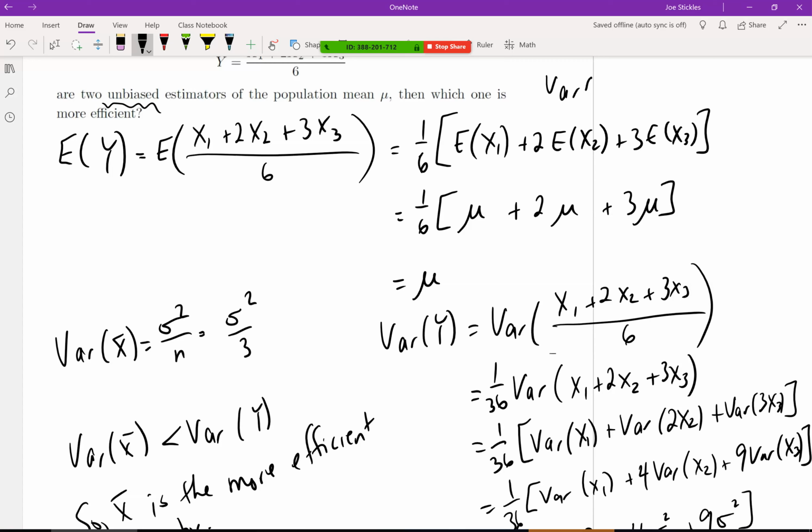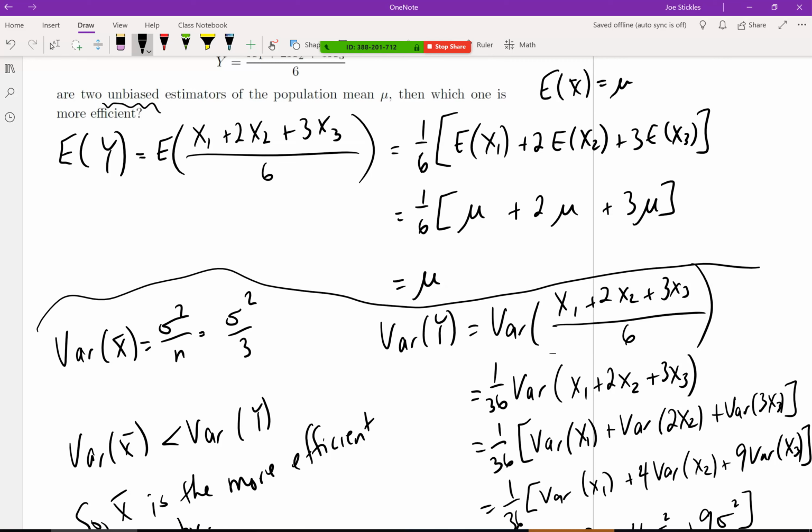We already know that x bar is unbiased for the mean, that the expected value of x bar is mu. This first part was just me checking to make sure that y was unbiased as well. The second part was me actually going through and calculating the variances for the two statistics, the x bar and the y, and seeing which one had a smaller variance. That help? Yes. Okay.